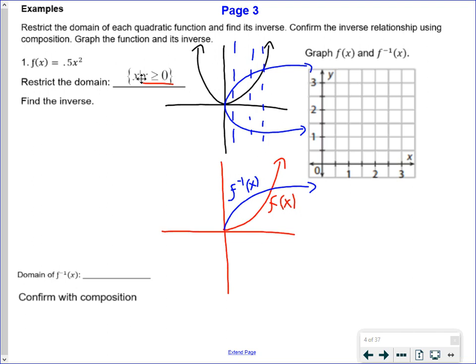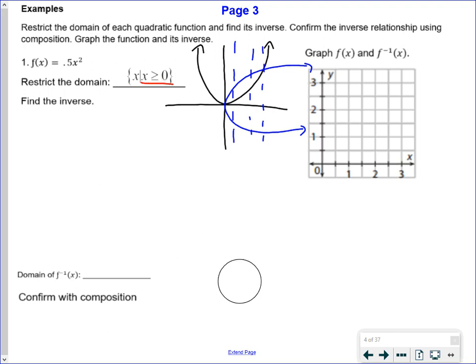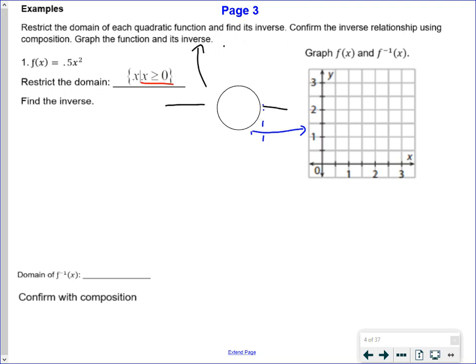And I know this is probably a lot. If it's confusing you, just remember that we're always going to restrict any quadratic function to be greater than or equal to 0. If that's a little confusing, just think of it that way. We're going to restrict the domain of a quadratic function, anyway, to be greater than or equal to 0. That way, the inverse is also a function. So we're always going to restrict it like that.